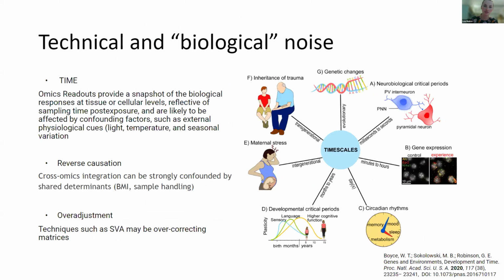And our omics also, as I said, there is a strong component of time. Omics readout provide a snapshot of the biological response. And we need to think, when we look at our exposure, which time scale are we interested in? I show this review where we can think of the time scale as very large, from transgenerational time frame to very acute, minutes to hours of changes in omics.